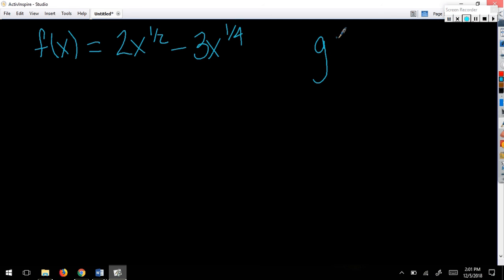Let's change. And g of x will be negative 5x to the 1/3 plus 6x to the 1/2. All right.